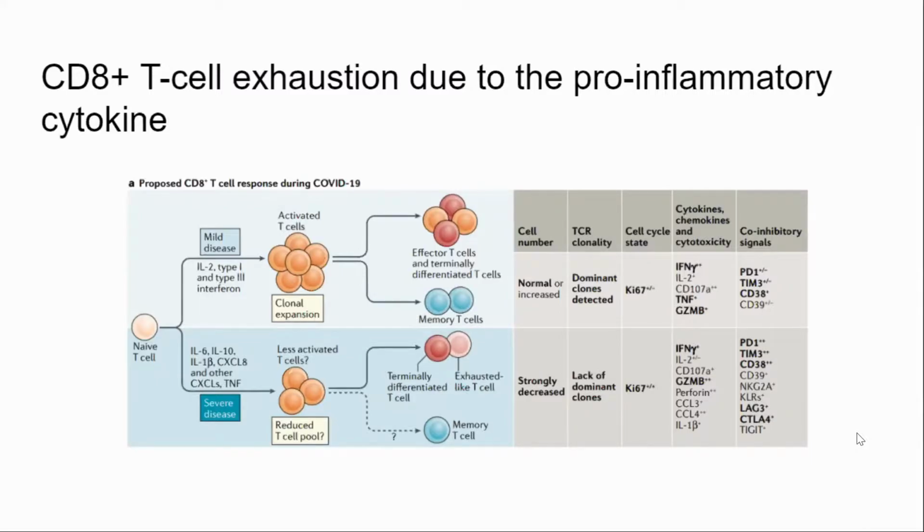CD8 T cell exhaustion is a bit easier than CD4. Basically, IL-2 and type 1 and type 3 interferon activate the T cell, leading to clonal expansion, which leads to termination of the viral infection. However, in severe disease, IL-6 stimulates instead, and when IL-6 is stimulated, it also stimulates the cell death pathway, which might cause the reduction of the CD8 T cell pool. That's why CD8 drops significantly, and that leads to the pathology where people get more infection because cytotoxic T cells couldn't be produced, leading to more inflammation and more viral infection.